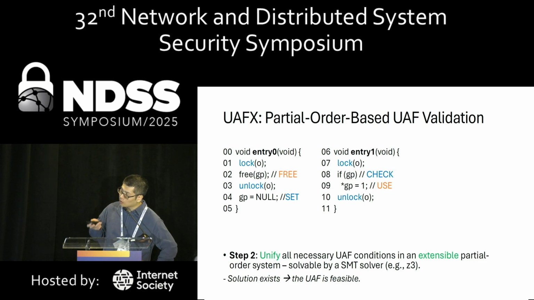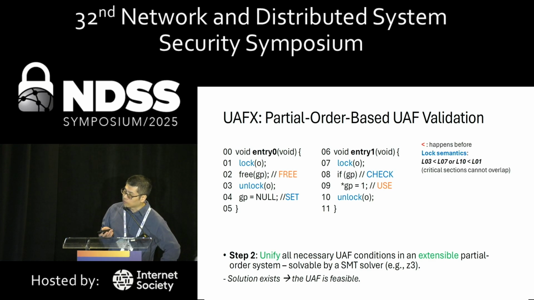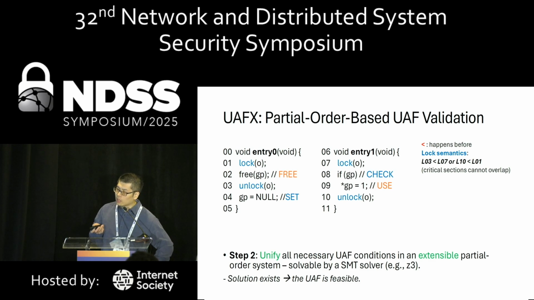Given all these relevant program statements, in order to validate the UAF, our next step is that we try to encode all these different code semantics into a unified partial order based system. By partial order, I mean the happens-before relationship. Our observation is that all the different code semantics could be unified into this framework. If we consider the semantics of lock and unlock statements, we know that these two critical sections cannot overlap. So either line 3 will be executed before line 7, or line 10 will be executed before line 1. This encodes the semantics of lock and unlock.